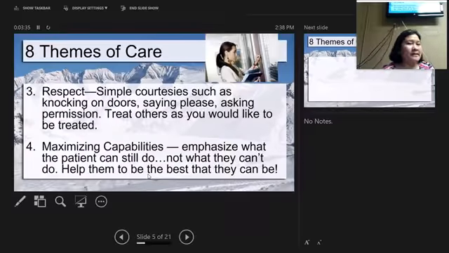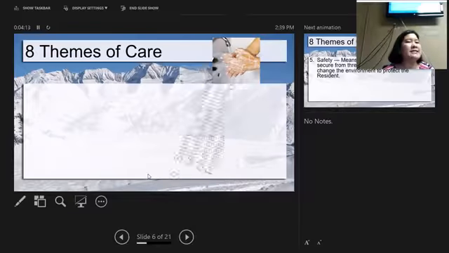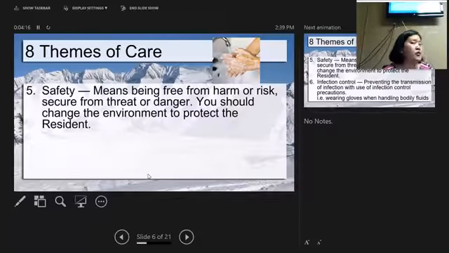Maximizing your capabilities, emphasizing what the patient can still do. So if they can do it for themselves, encourage them to do it for themselves. Now, don't do everything for them if they can do it for themselves. You have to give them time to be able to do it independently. Don't get frustrated with them because they're taking 5 minutes to button their shirt and then just button it for them. Okay? Encourage them: oh, you're doing a great job getting that button done. And then, here, let me help you with that last one. Or something like that, okay? So help them to the best of their abilities, but maximize what they still can do for themselves.